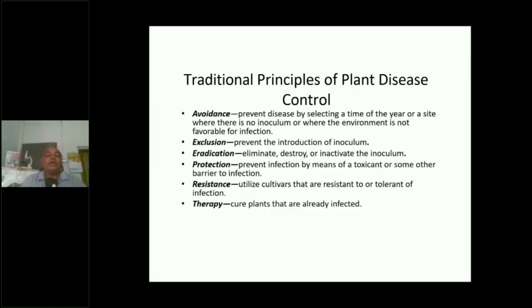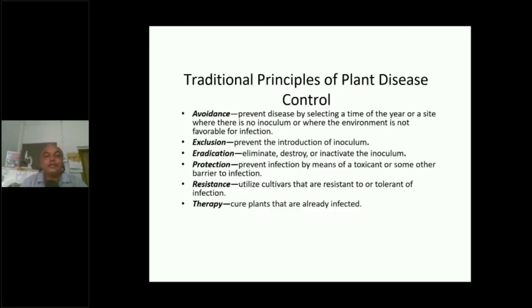Then eradication, to eliminate, destroy, inactivate the inoculum, which we call as eradicant. We have different types of eradicant with us. Then protection, preventing of infection by means of toxicant like chemical toxicants or some other barriers of infection, that is called as protection. And then very important principle is resistance, host resistance. In host resistance we have vertical resistance, horizontal resistance, so many resistant varieties we can develop, so that if there is a resistance, there will be breaking of disease triangle and there will be no infection. Therapy means actual cure of the plants. That means infection is already there, and because of that infection, we are applying some therapy or therapeutic chemicals, so that you can cure that disease.